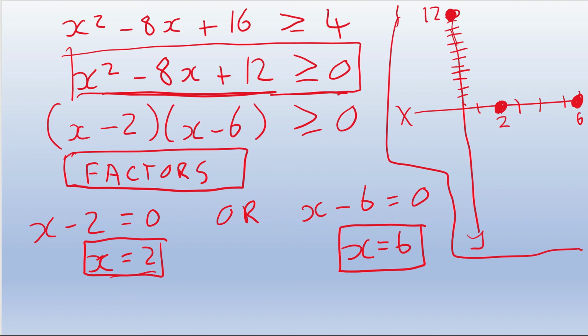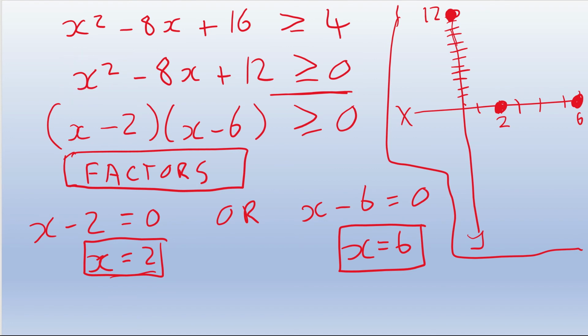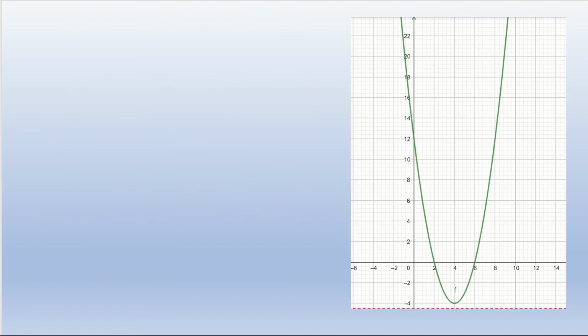And seeing as my x squared is a positive x squared, I know that my graph is going to be a smiley face or a U shape. So if I was to sketch out this graph, it would look something like this. Now again, that's not perfect. Your actual graph will look like this, and I got this by plugging my quadratic into GeoGebra. So my quadratic was x squared minus 8x plus 12 is greater than or equal to 0.